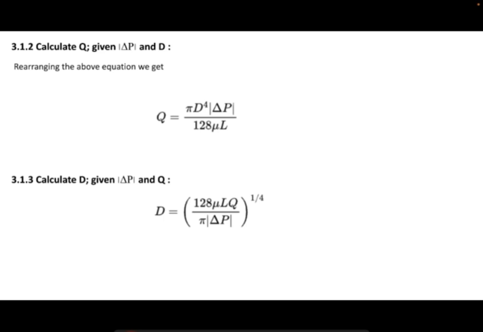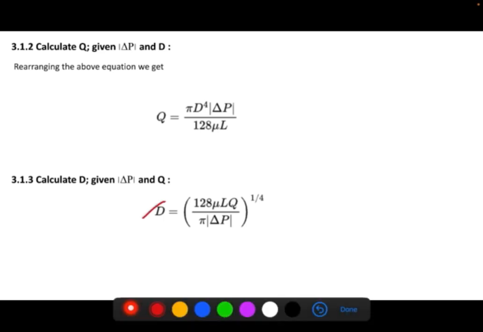Similarly, the third type of problem we have is calculation of diameter of the pipe. Here we have given delta P and volumetric flow rate, also the fluid properties of density and viscosity. Using the earlier equation, we substitute and get the value of d in terms of volumetric flow rate and delta P. This is the relation we use.